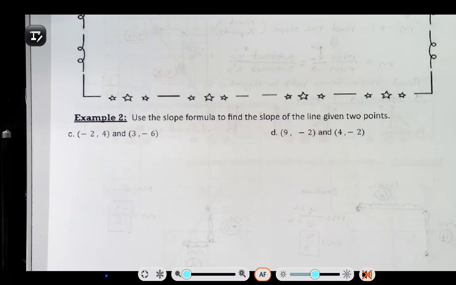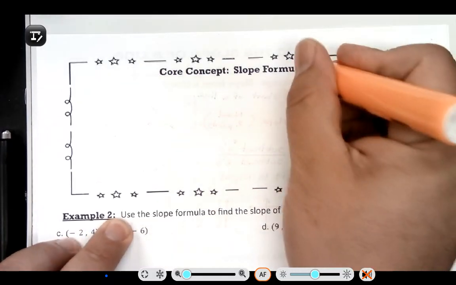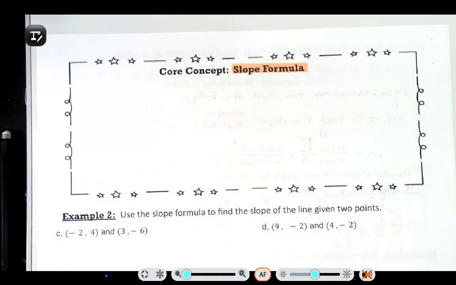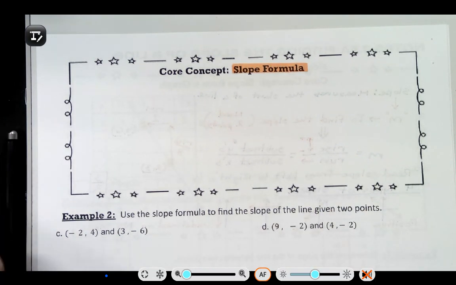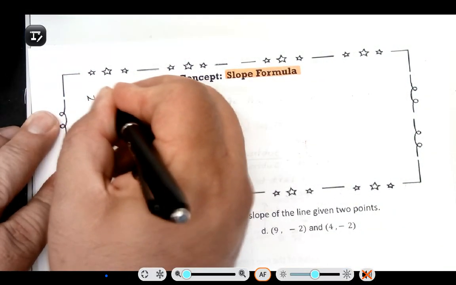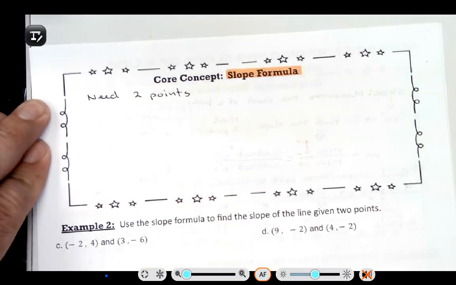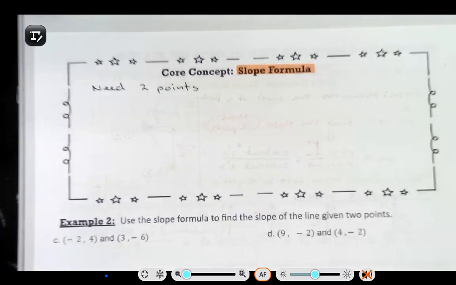But that's okay. When we're trying to find slope, don't forget we also have a formula that I can use. So that's what this concept is for this section. We are going to be talking about the slope formula. Now, the slope formula does show up in our word wall, so it is there. So we're just going to give it to you again. We need 2 points. Notice, that's why all the examples have 2 points there. So we need 2 points.